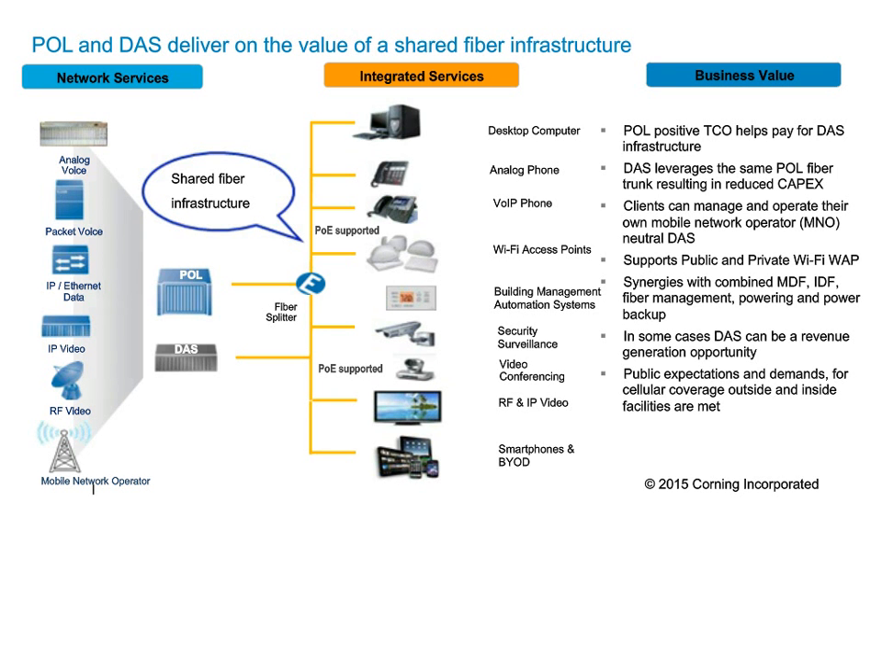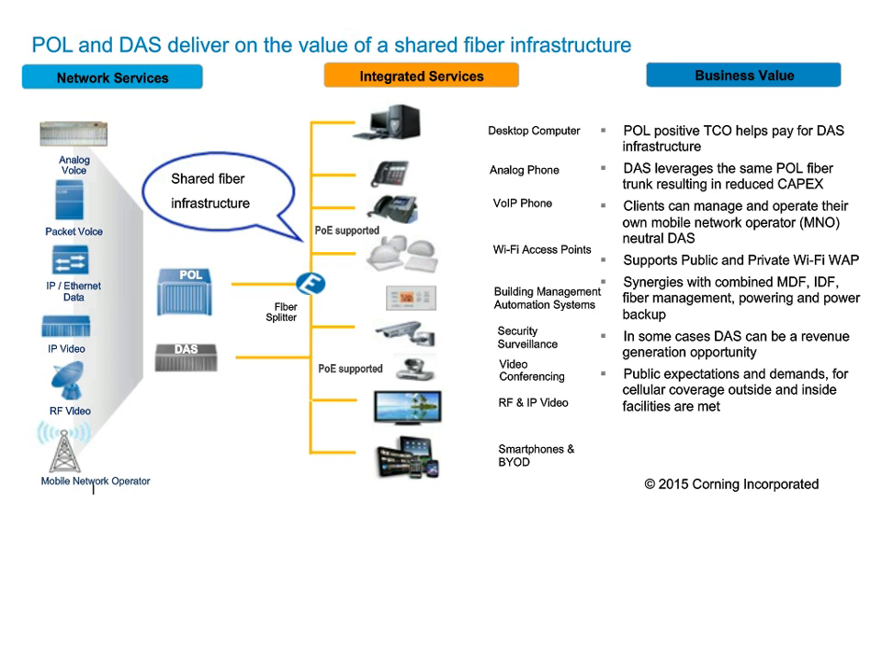So let's talk about how passive optical LAN and DAS deliver on the value of assured fiber infrastructure together. So we'll first talk about the passive optical LAN piece. If you look at the network services on the left-hand side of the slide here, you'll see the different things that most customers today have in their environment. They probably still have some analog voice services going on, obviously some packet voice, their IP and Ethernet network, perhaps a video network. That's certainly something that you're going to find in a healthcare environment.